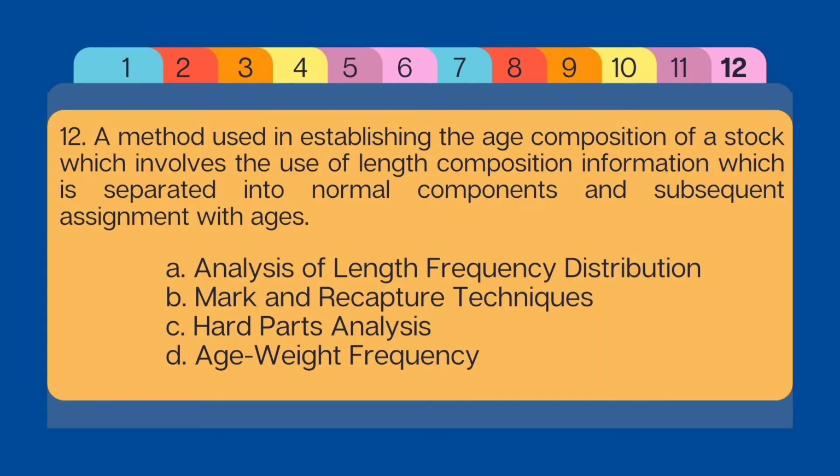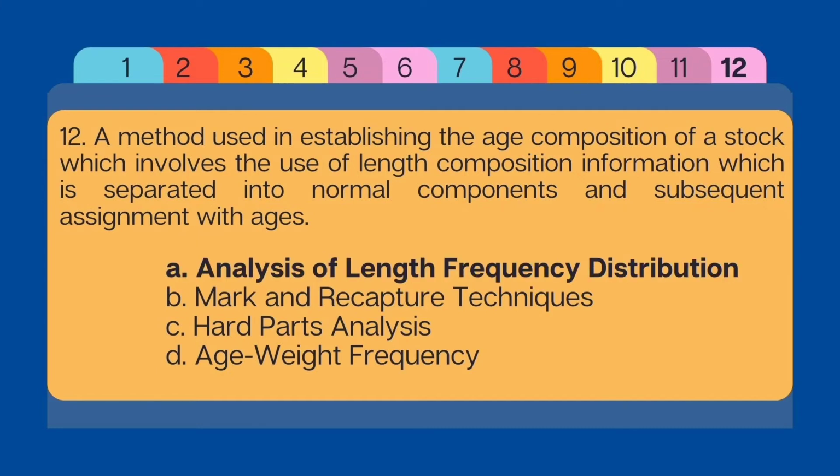Number 12. Method used in establishing the age composition of a stock, which involves the use of length composition information, which is separated into normal components and subsequent assignment with ages. A. Analysis of length frequency distribution, B. Mark and recapture techniques, C. Hard part analysis, or D. Age weight frequency. The answer is A. Analysis of length frequency distribution.